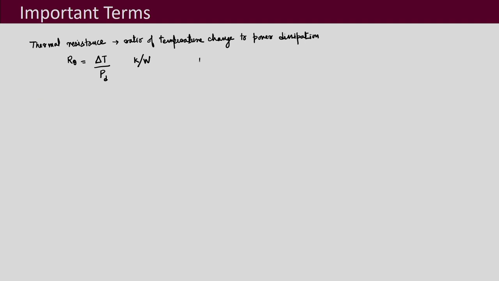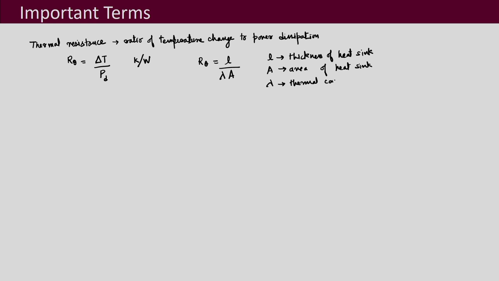Further, you should note that R theta is given as L by lambda A. Now, L is the thickness of the heat sink, or whatever material for which you want to calculate R theta, and A is the area of the heat sink, and lambda is thermal conductivity. Now, what is thermal conductivity? It is a measure of a material's ability to conduct heat, and its unit is watt per meter Kelvin.